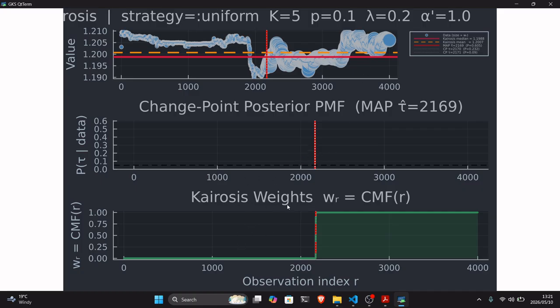Now, when you look at the Kairosis weights, the weights were very small. It's not zero, but they were very small. And over time, they increased, because of this change point posterior, more specifically the MAP, the red one. And as you can see, around 2169, the change point posterior came up, it changed the entire distribution, and look here, the weights increased their values and they stayed fairly similar.